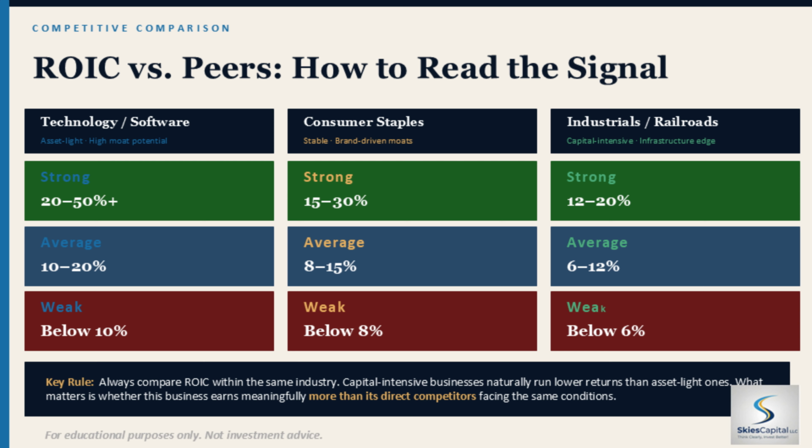Railroads earning a 14% ROIC may be exceptional. A software company earning 14% may be mediocre. So the real question is not whether the number looks high in isolation, it's whether this business earns better returns than the direct competitor facing the same economic reality. If it does, and it does so consistently over time, that is evidence of a real structural advantage. If it doesn't, or the gap is shrinking, the moat may not be as durable as the story sounds. ROIC is only powerful when you read it in the right context.